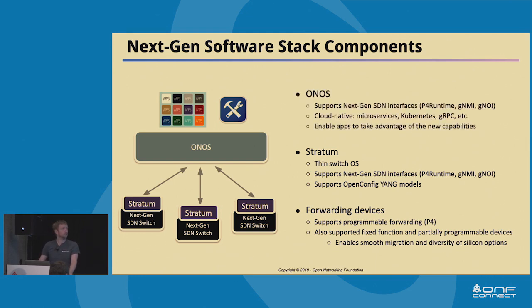Lastly, we have ONOS, which we've upgraded to support the next generation SDN interfaces. We've also made a move from the older deployment model to a newer deployment model where you can use microservices to deploy ONOS, as well as more modern cloud orchestrators like Kubernetes. This enables applications to take advantage of the new data plane capabilities.